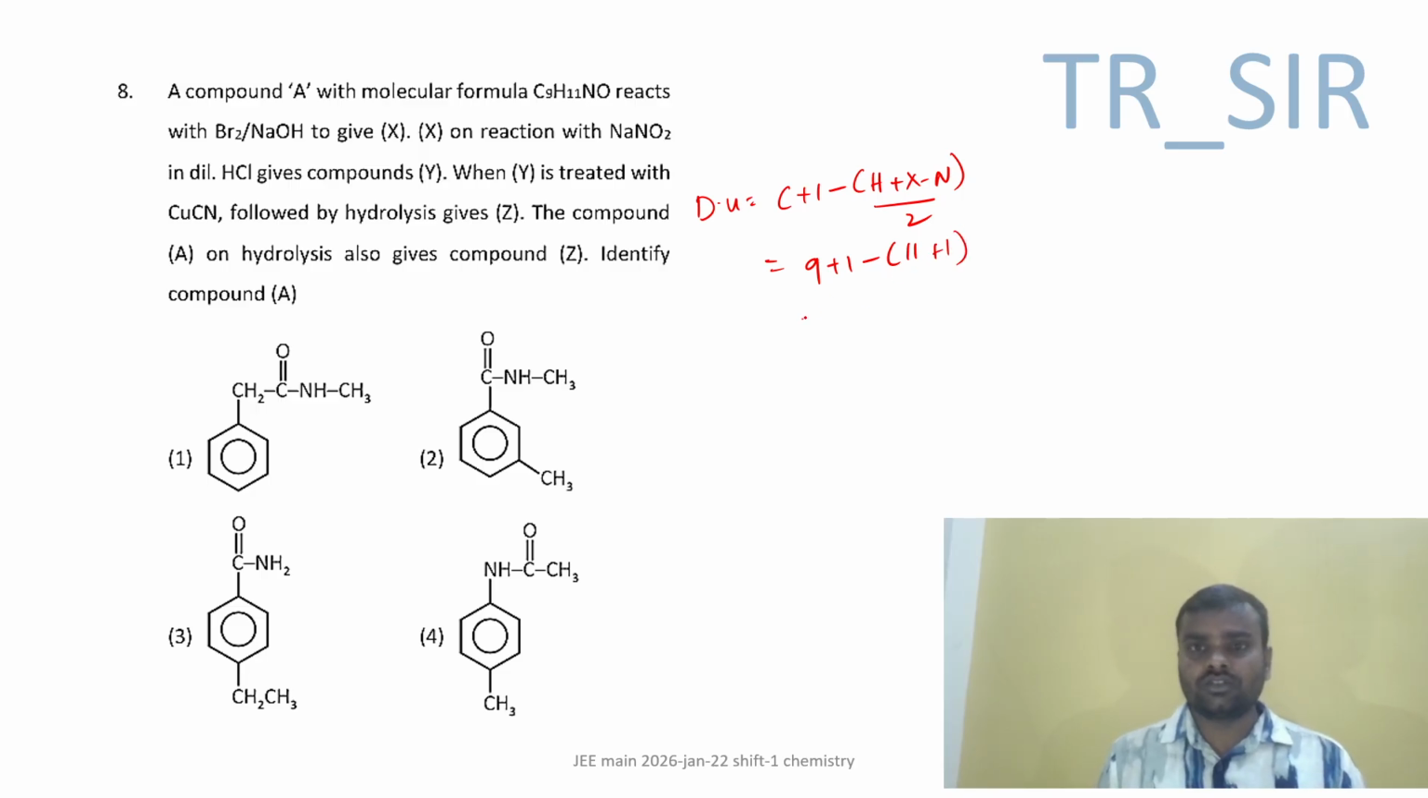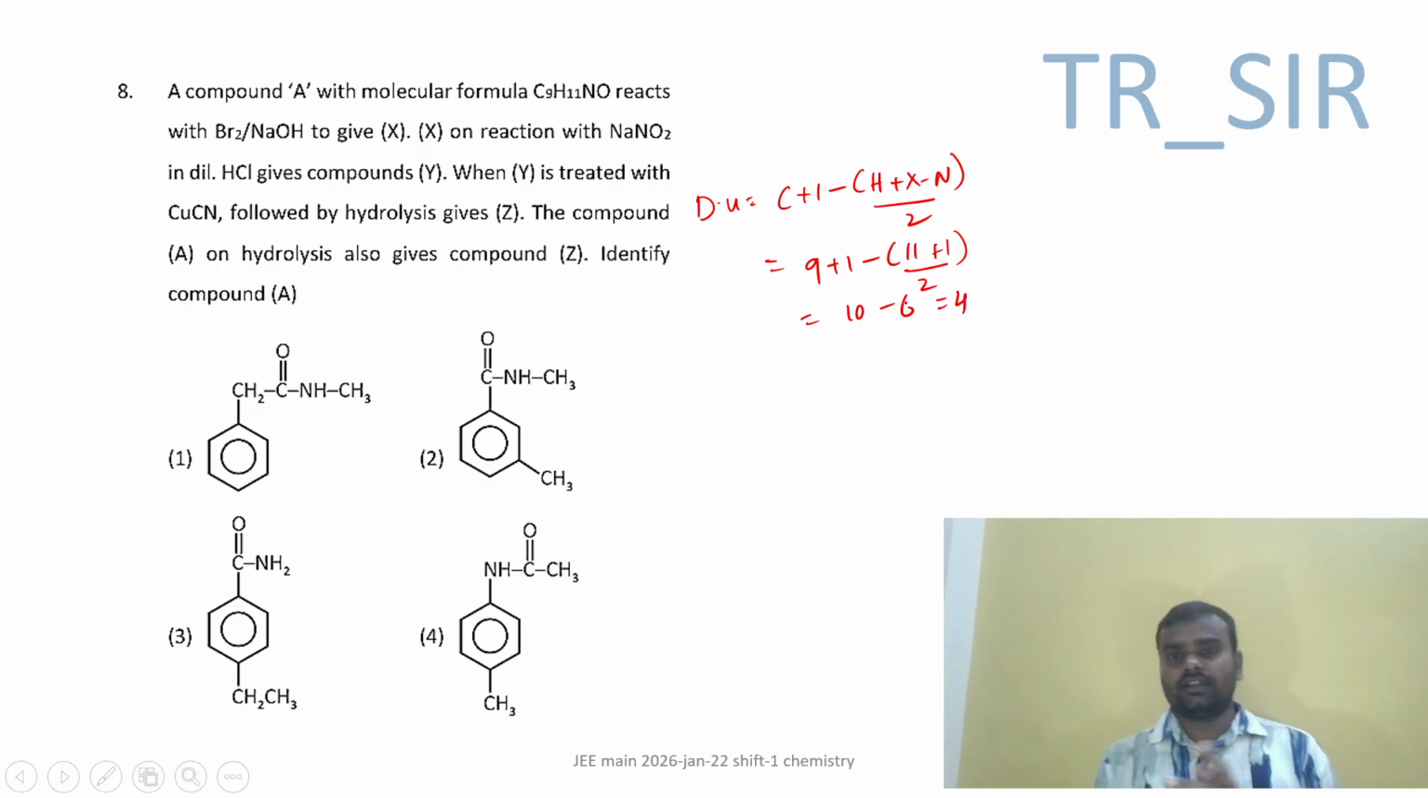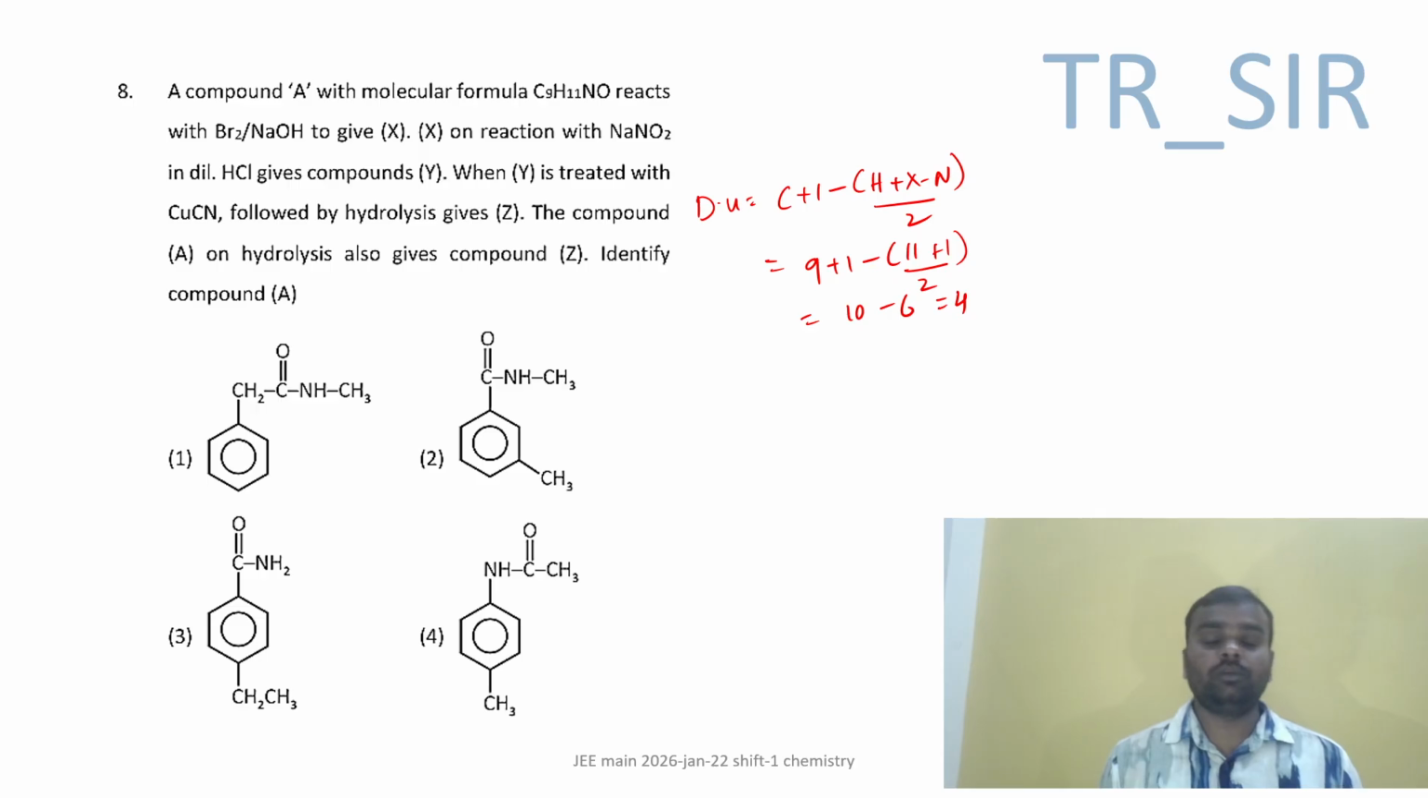Right? So here, 10 minus 6, that means 4 is there in this case. 12 by 2, how much? 6 only. No, 10 minus 6 is 4. That means your DU will be 4. That means you will be having the 4 DU available in that case.